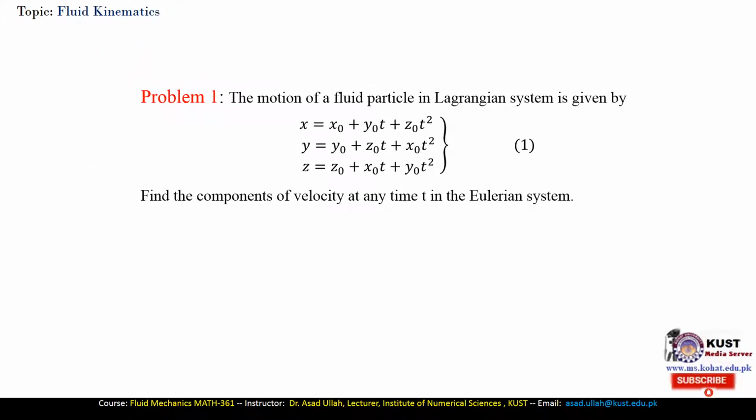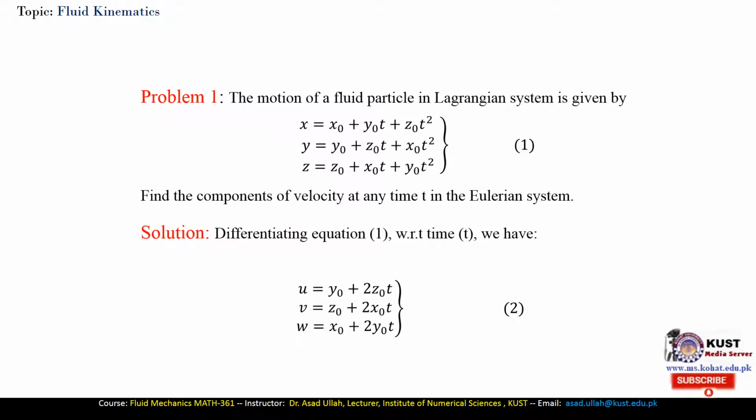Problem 1. The motion of a fluid in Lagrangian system is given by equations in system number 1. Now, here x, y, and z represent the position of a fluid in Lagrangian system. Here what we have to do is find the velocity components at any time t in the Eulerian system.